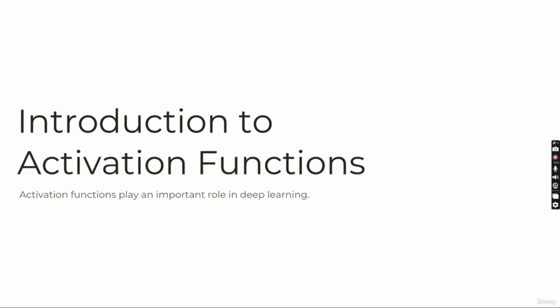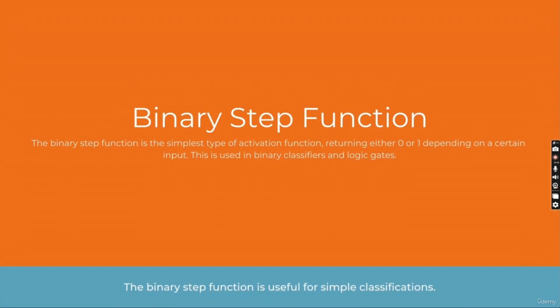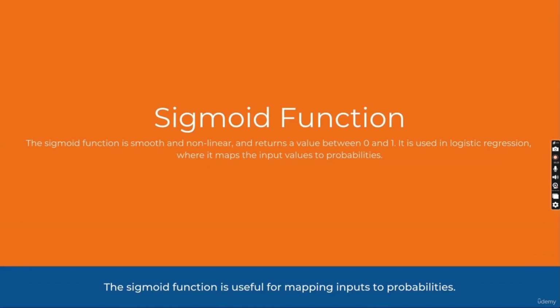Hi guys, in this session we'll be learning about activation functions. Activation functions play an important role in deep learning. So first of all, let's look into the binary state function. The binary state function is the simplest type of activation function, returning either 0 or 1 depending on a certain input. This is used in binary classifiers and logic gates. It is also useful for simple classifications.